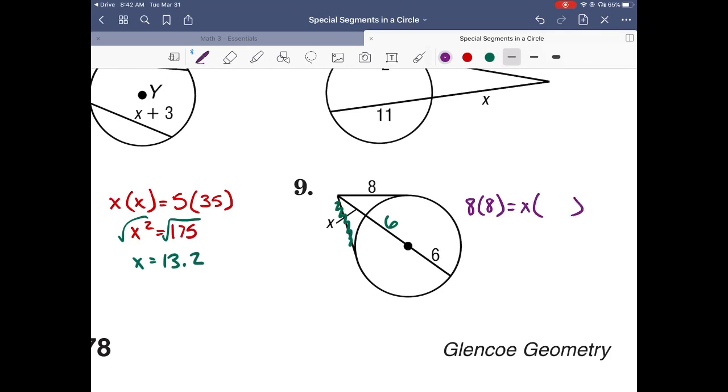I add it together. x plus 6 is x plus 12. And we would distribute the same way we've been doing and solve.